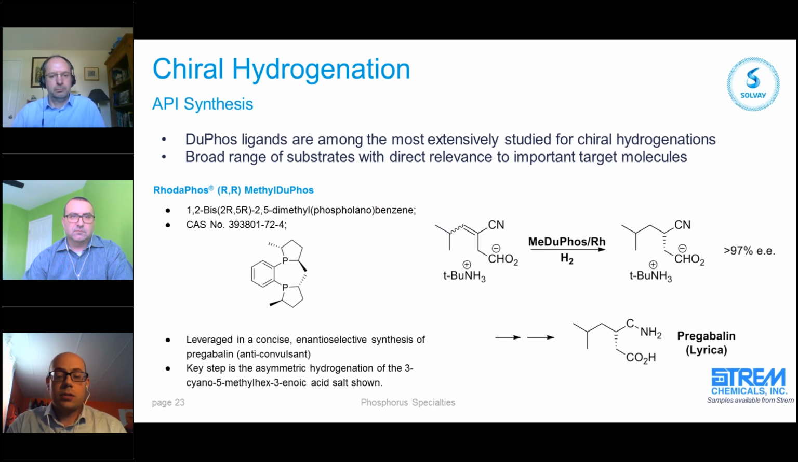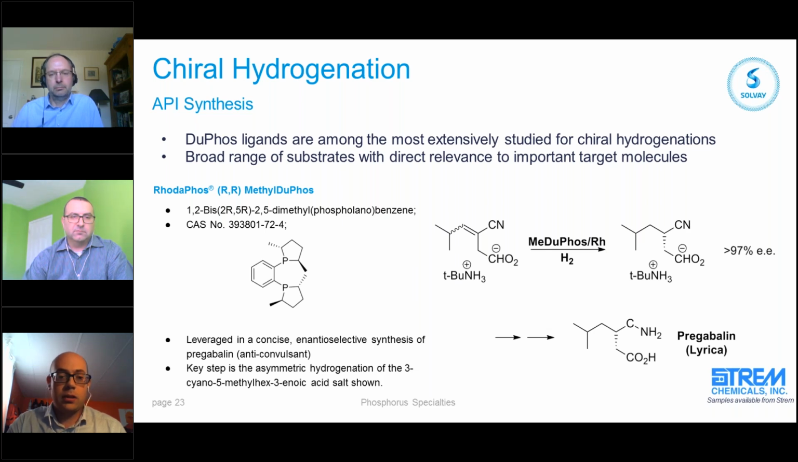Chiral hydrogenation has also been made famous by the DuPhos ligand family, particularly with rhodium. And the reason for that is the rhodium DuPhos systems provide excellent rate enhancement and increased selectivity. And it also allows in a lot of cases to use a mixture of isomers in raw materials.